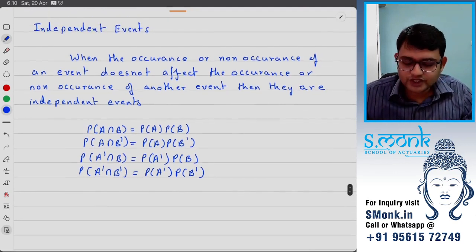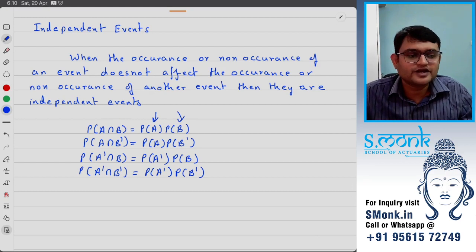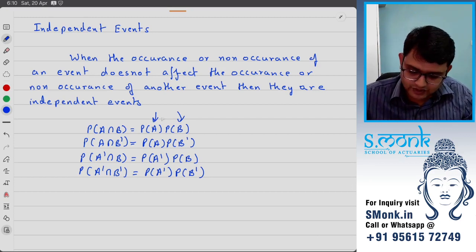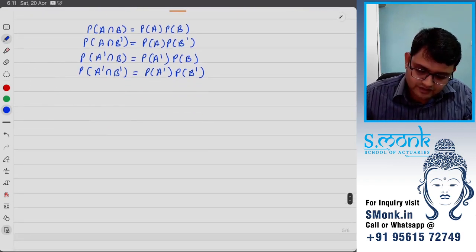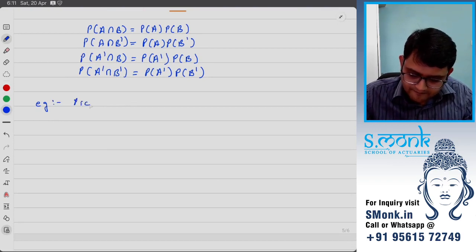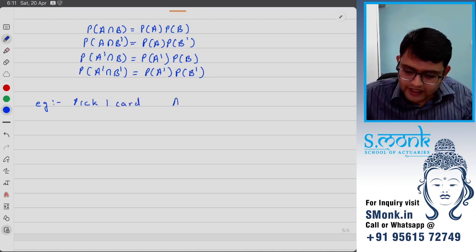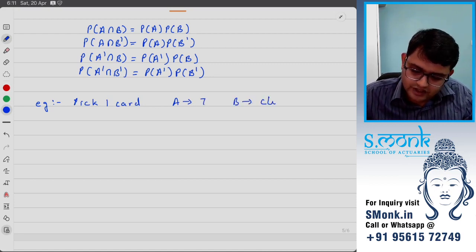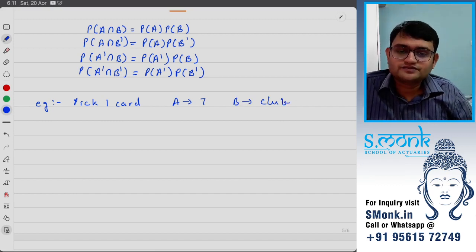So if we have two independent events, then both of them occurring together is the same as them occurring independently, and their probabilities get multiplied. Now, example: pick one card. And again, A is 7, B is club. Can you tell me whether these are independent or not?